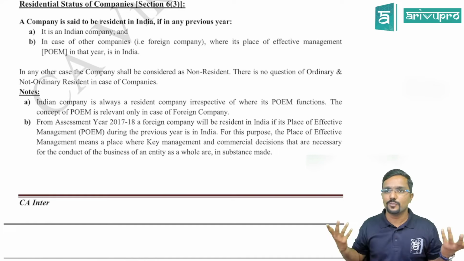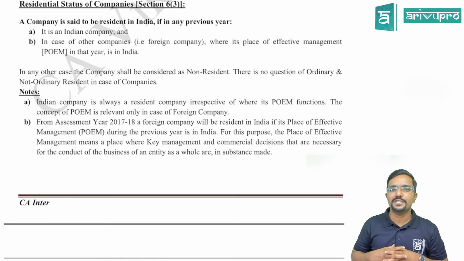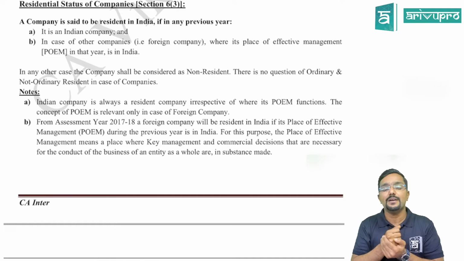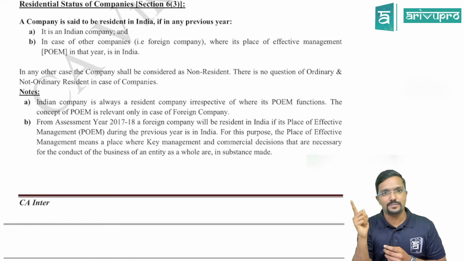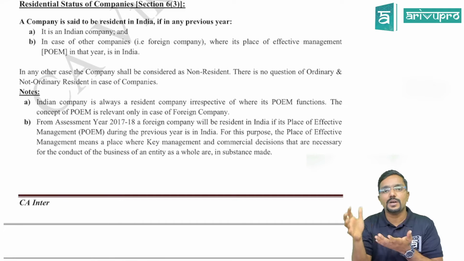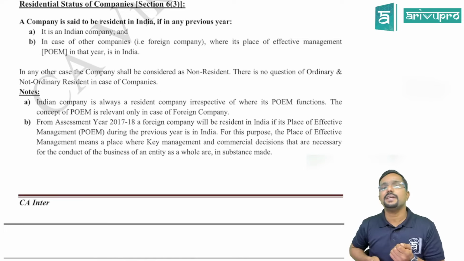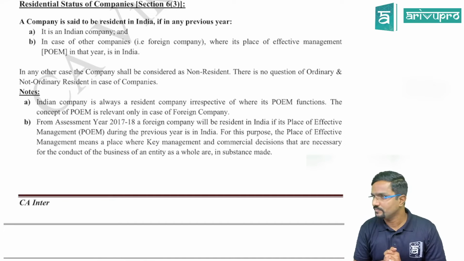So even there also, partly also. Clear? Means even if one decision is taken here, and there is a criteria to decide when POEM is said to be in India, which you guys would be learning at final level. Clear? Means, sir, when it comes to company, it is not so easy to decide where POEM is held or where the POEM is. So there is a criteria given for it under the Act only, but it is not covered for you at inter level.